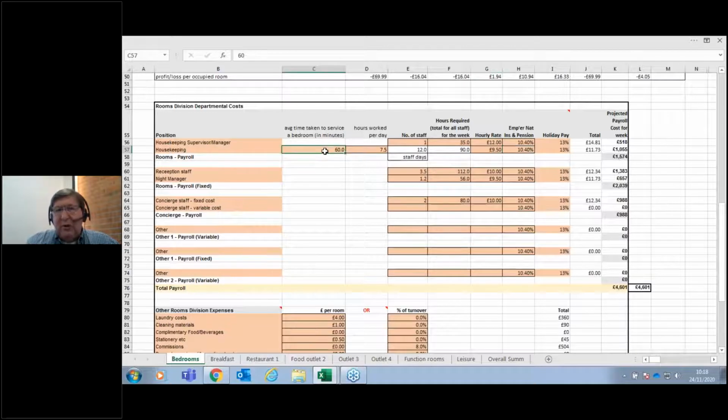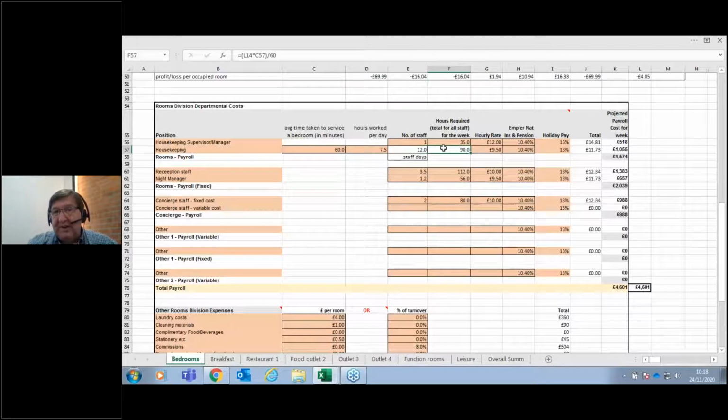So you tell the model how many minutes it's going to take to service a bedroom. And that's probably one area in the accommodation segment that has caused quite a bit of difficulty, because obviously with COVID-19 and the additional requirements in terms of room servicing, that's been taking longer. So in this case, we've assumed in this week it's going to take 60 minutes per room, and each full-time member of the housekeeping team works 7.5 hours a day, and then that will calculate how many hours.